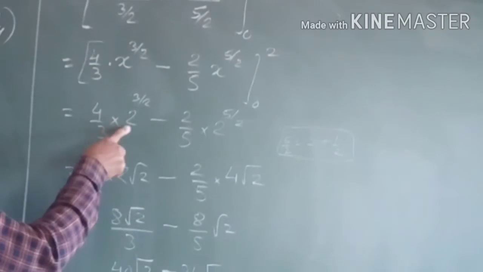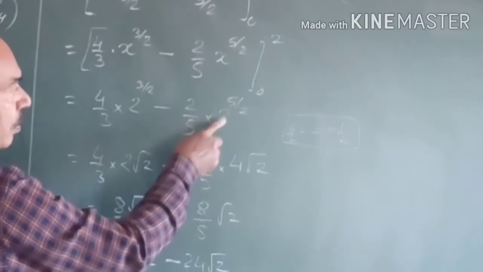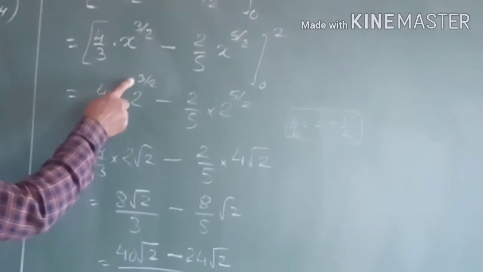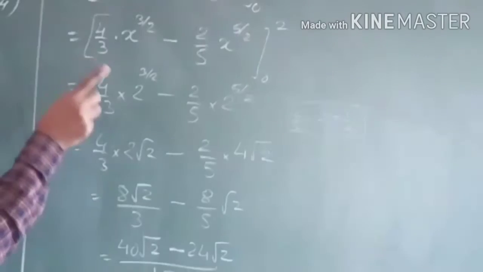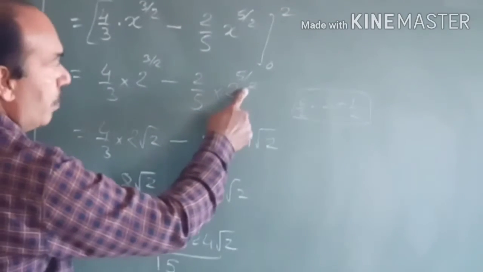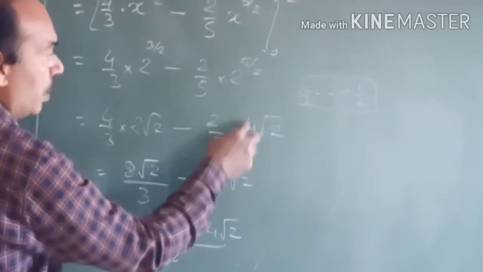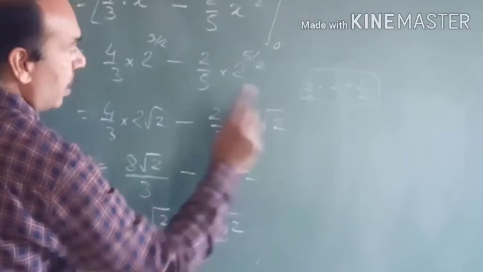In place of x, write 2. So 2 to the power 3 by 2, and here 2 to the power 5 by 2. 2 to the power 3 by 2, 3 by 2 means 1 plus half, it means 2 root 2. And here 5 by 2, 5 by 2 means 2 plus half. So 2 means 2 square, 2 square that is 4, and half means under root.